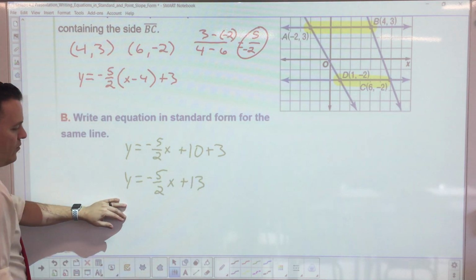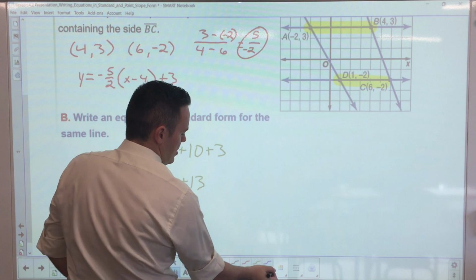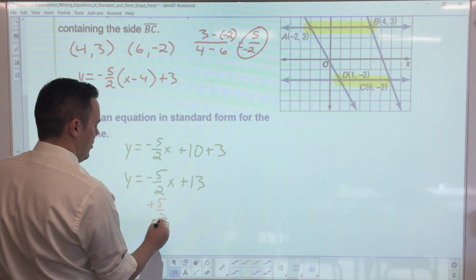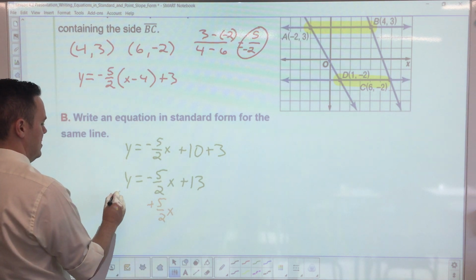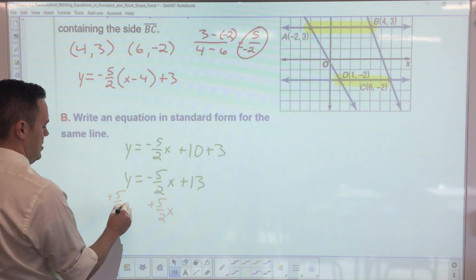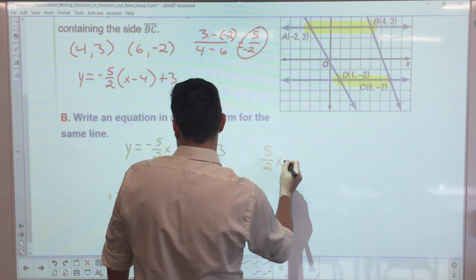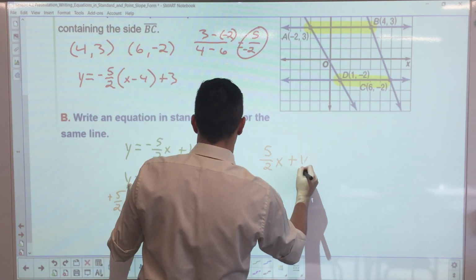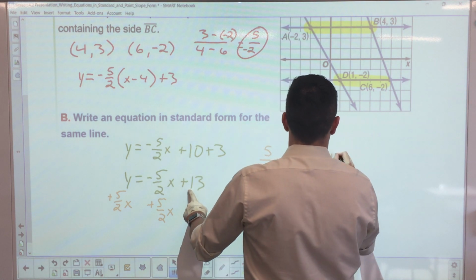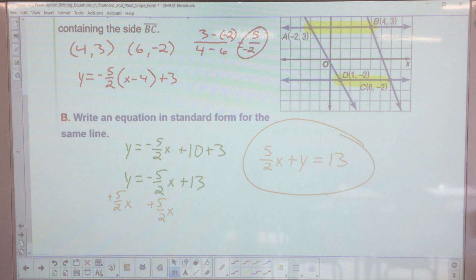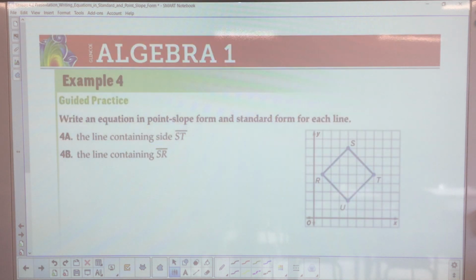This is slope-intercept form, but I need it in what? Standard. So in standard form, you would just add 5 over 2x to both sides. You end up with 5 over 2x plus y equals, ladies and gentlemen, try that one.